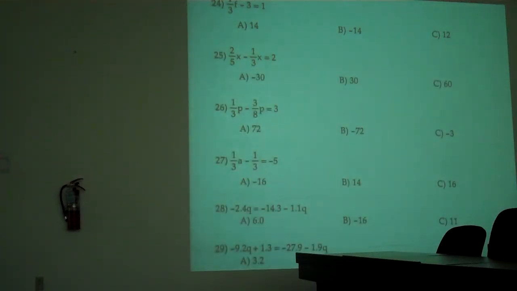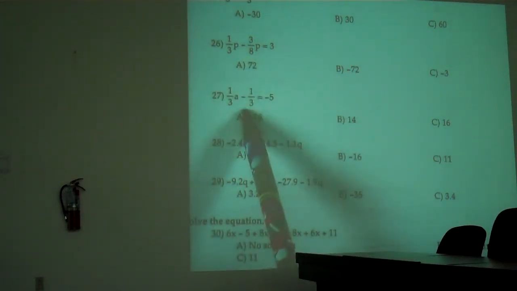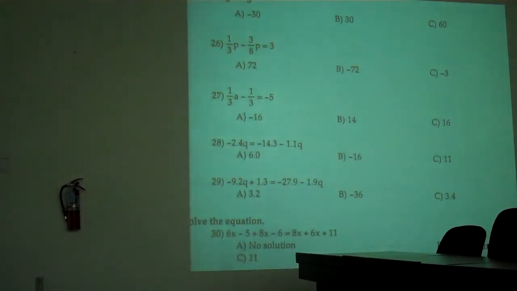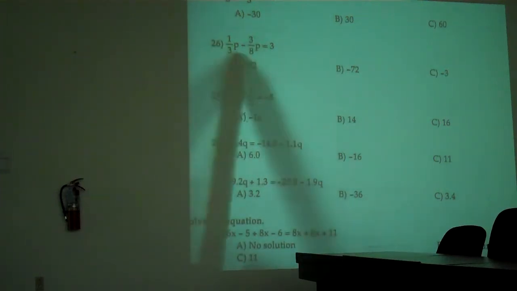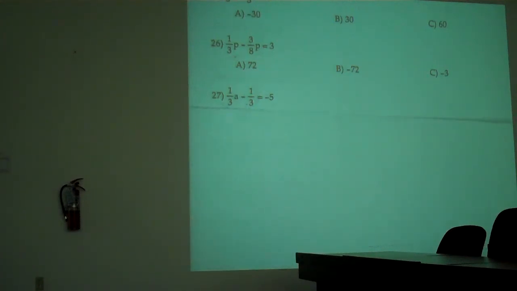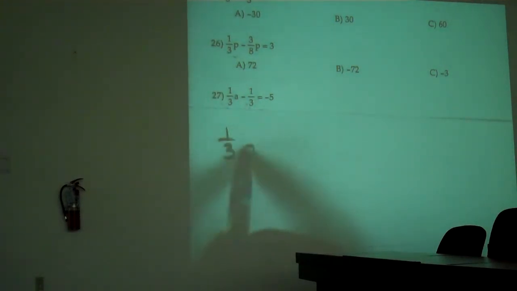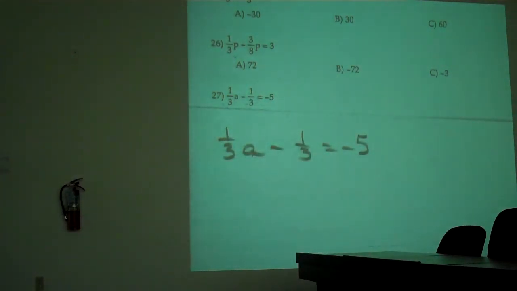Okay. Do you want to do another one of these, or do you want to do those on your own? One more maybe? Let's do number 26 and you'll be able to do, oh, this one you don't combine them, but you could still get rid of them. You could still multiply by 3 to make that whole numbers. Let's leave number 26 for you to do, and we'll do number 27. 1/3 a minus 1/3 equals negative 5. Okay, let's multiply everything by 3.